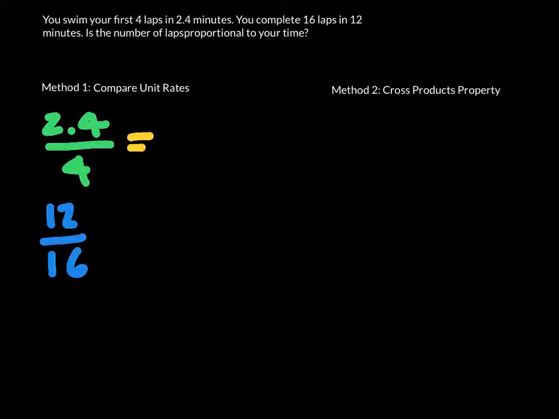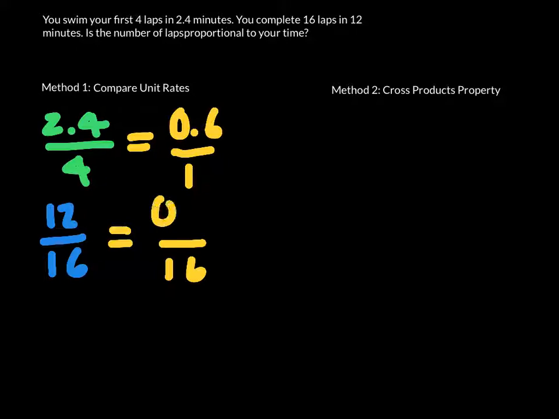So this would now become 1 on this side if we're dividing by 4. And then 2.4 divided by 4 is 0.6. Okay? Then down here, we would have to divide by 16. That means 12 divided by 16 is 0.75. Okay? So they are brought down to their simplest form, or their unit rates. And if we look at them, they're not the same. 0.6 and 0.75 are not. So they are not proportional. So the number of laps to time is not proportional.